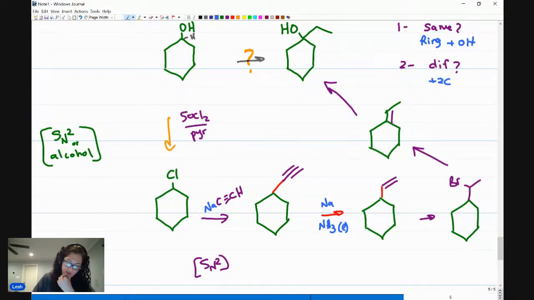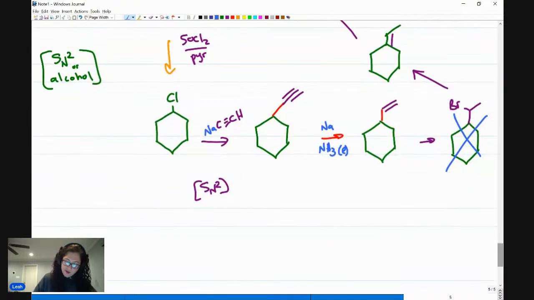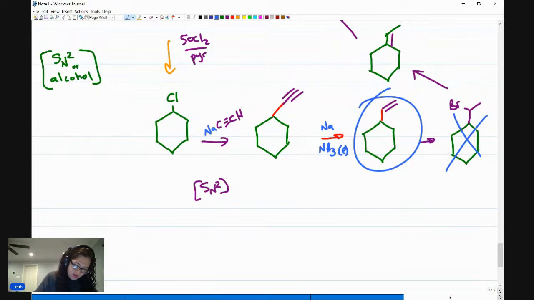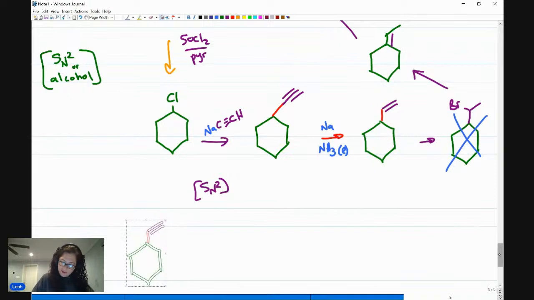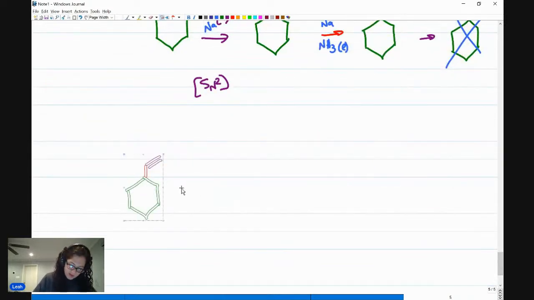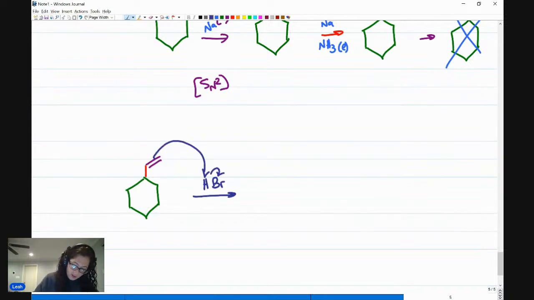I just tricked myself. That is not the case. This is a trick question. This will not happen the way I envisioned it, and let me show you. If I take this structure right here, and I try to do a Markovnikov halogenation reaction, watch what happens. If I react it with HBr, the pi bond grabs the hydrogen, bromine breaks away. I get a carbocation intermediate.